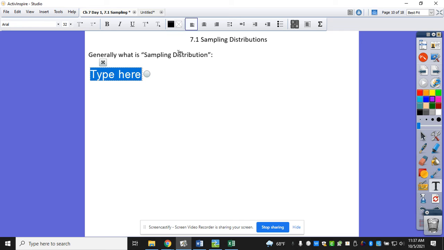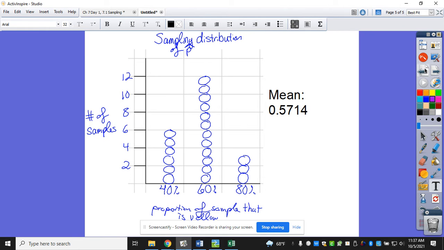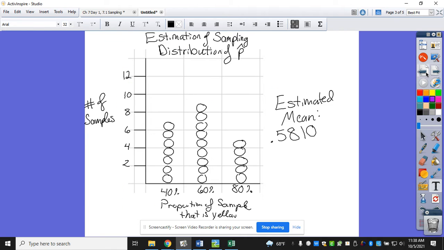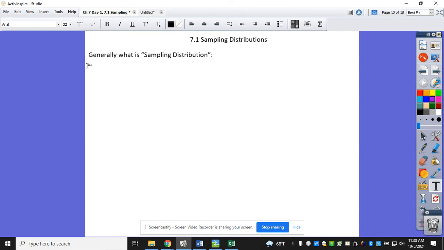Okay, so generally, what is a sampling distribution? This is where we started at the very beginning today. The first one that we did was an estimation, and the second one that we did was the actual sampling distribution. So generally, what is a sampling distribution? It is a graph. It's a graph of dots.